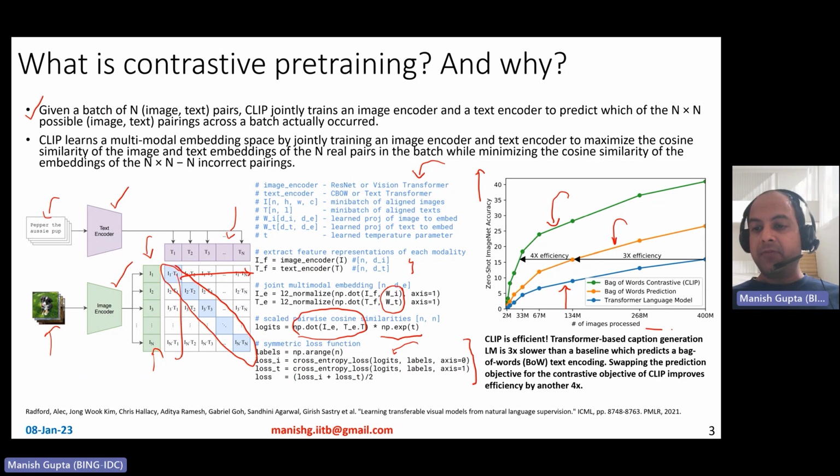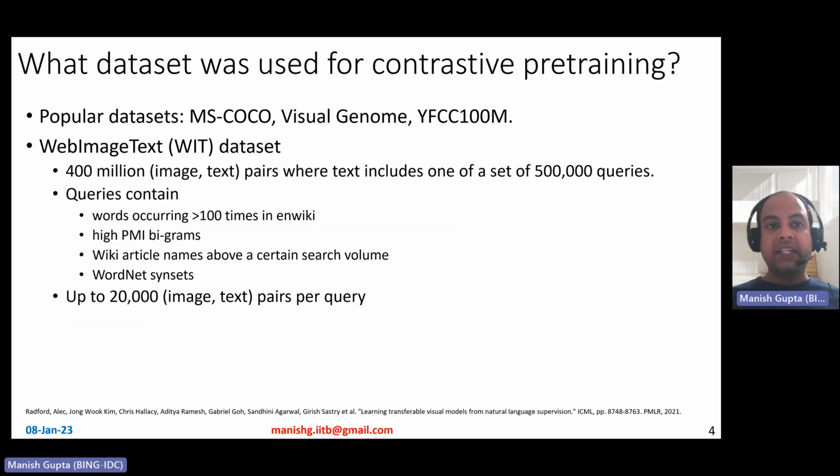This is the number of images processed for pre-training. And as you observe, the green line is 12 times more efficient compared to a standard transformer language model and 4 times more efficient compared to a predictive equivalent. That is why you would want to use contrastive pre-training rather than the typical predictive pre-training. Now, while all this is good, where is the data set to pre-train this kind of a model, right?